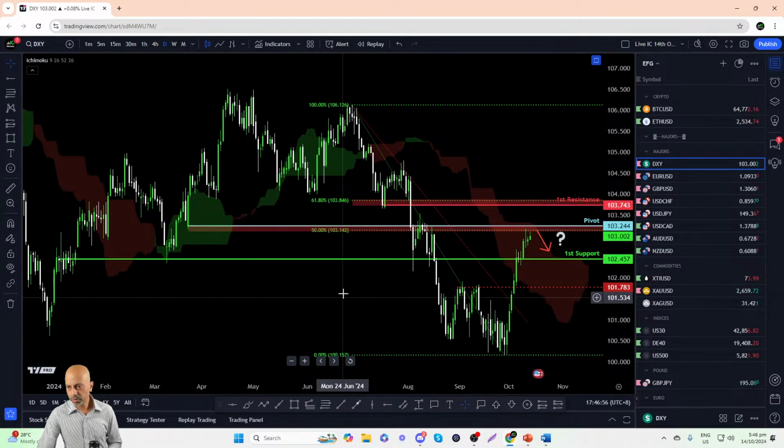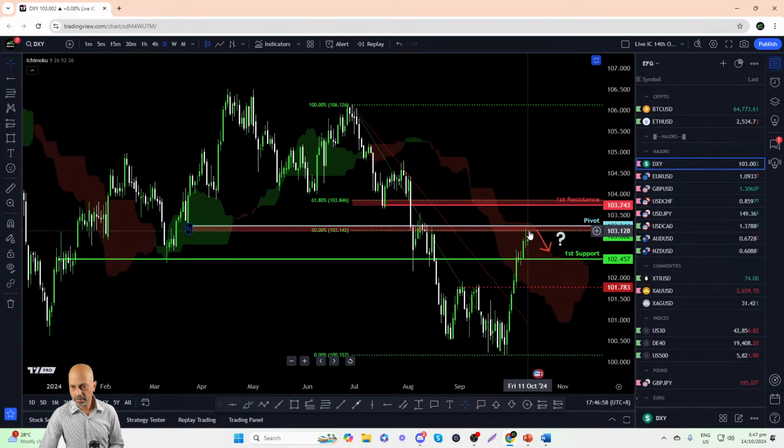Right, so these are the key support and resistance levels for the dollar index. We can see it seems to have run into resistance already. So should it pull back towards the first support, which is an overlap level at 102.45, this may give us a better opportunity to go long on the dollar index.